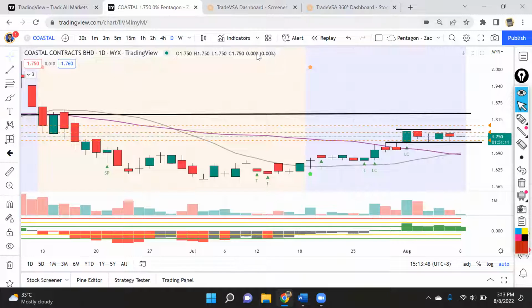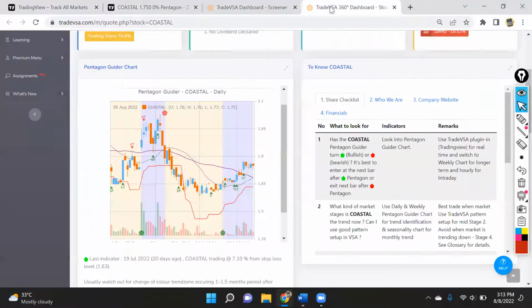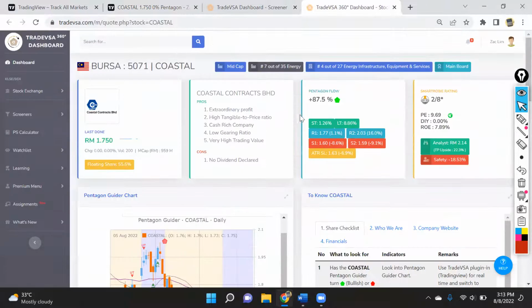Now let's go back to the dashboard. Let's go into Costa contract, and we want to see if the risk reward is good enough for us to look for a trade. R1 is pretty close. This is 1.77, currently trading at 1.75. R2 is 2.03, which means you still have around 16% to hit the profit target.